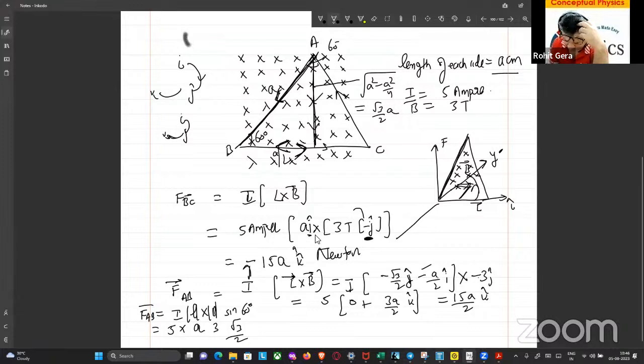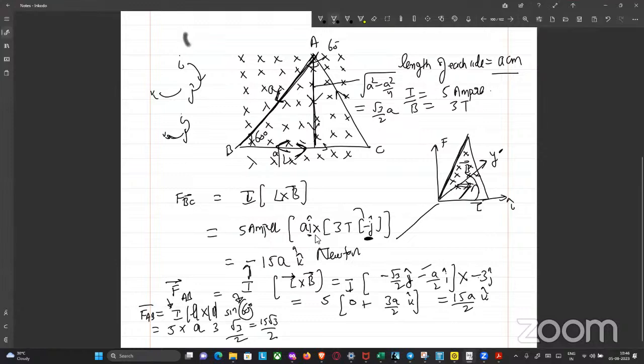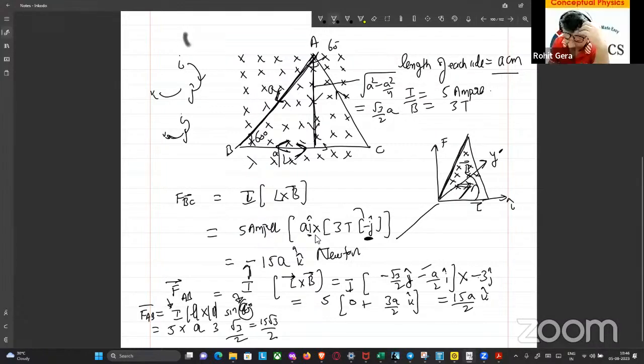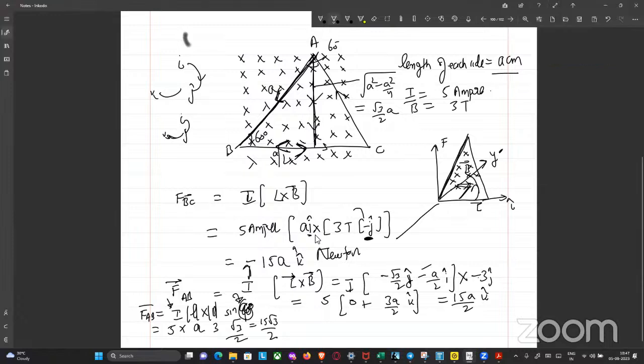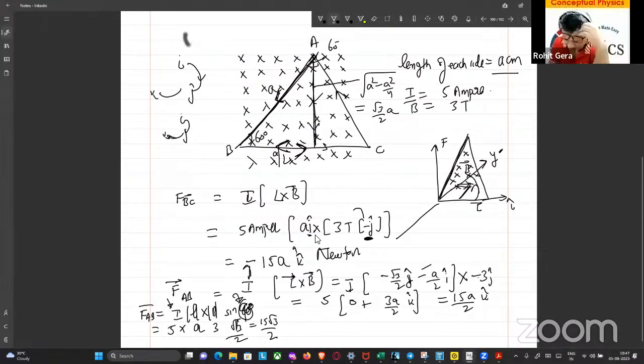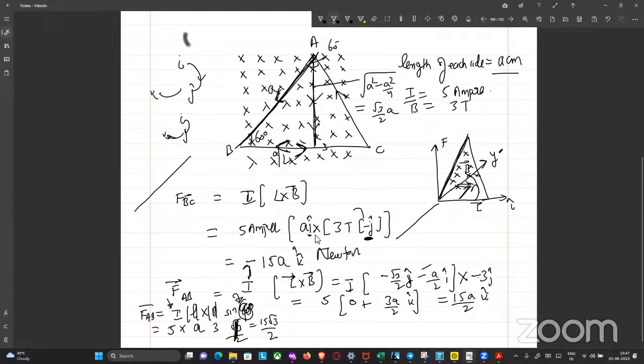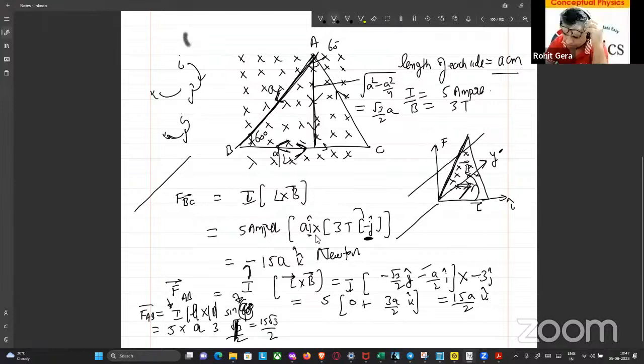How much did the answer come? You took I directly. Okay, this is not the angle, 60 is not the angle between them. The angle is 90 degrees. Yes, sir, now it's fine. 90, so sine of 90 is 1. The angle between them is 90 degrees.